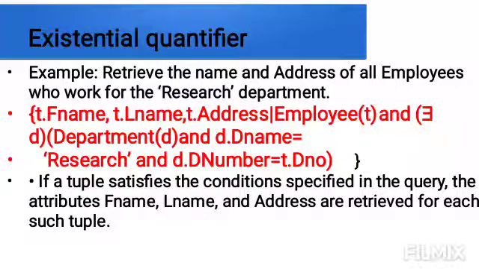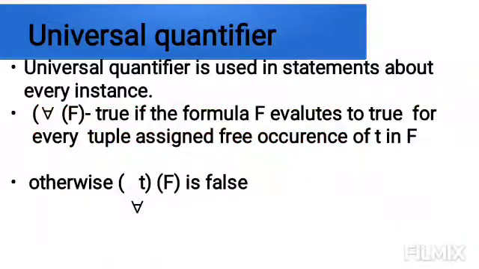If a tuple satisfies the condition specified in the query, the attribute names F name, L name and address are retrieved for each such tuple. This is called existential quantifiers. Then we have a universal quantifier.